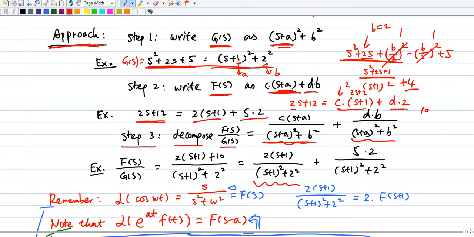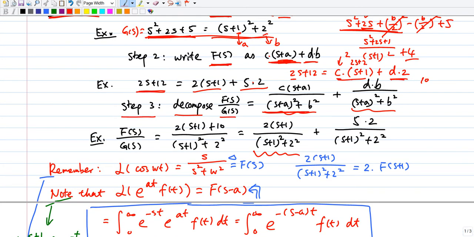That's how we follow step 1, rewrite G(s), okay? And then for step 3, we decompose this one as 2 times (s+1) divided by (s+1) squared plus 2 squared, and 5 times 2 divided by s squared plus 2 squared. Okay, that's what we have for step 3. Now we want to do the inverse. If we do this inverse, it's just the inverse of each individual component, basically, right?